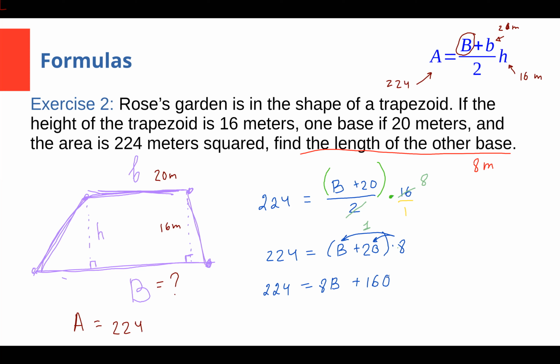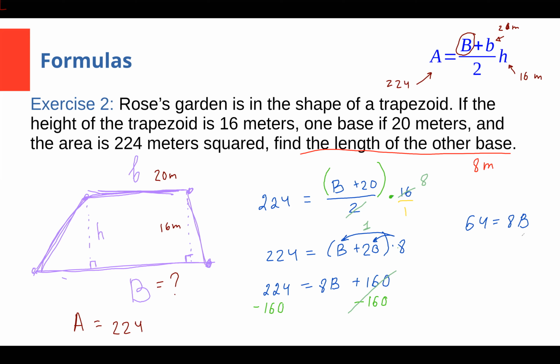160, right? Okay. The next step for me then will be, I'm looking at this 8b, right? I need to make it lonely, alone on the side. So I need to subtract the 160, send it to the other side, minus 160. So here they are canceled. And on the left side here, let me use my calculator. 224 minus 160, I am getting 64, right? And on the other side, I have 8b.